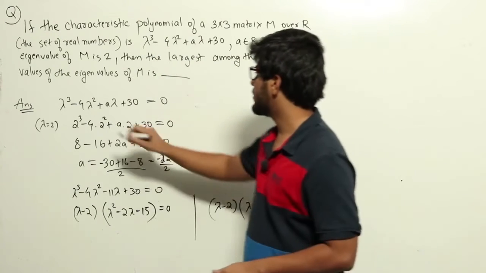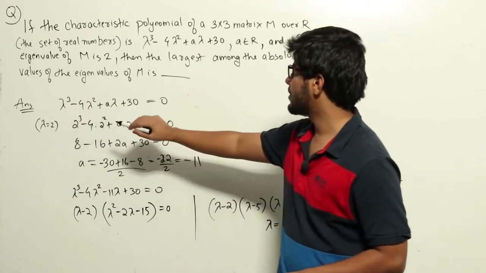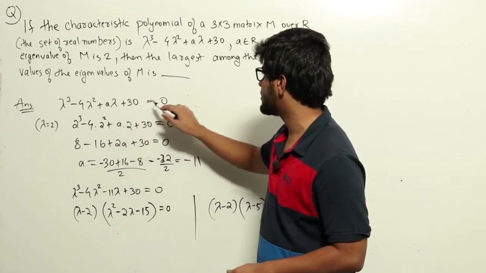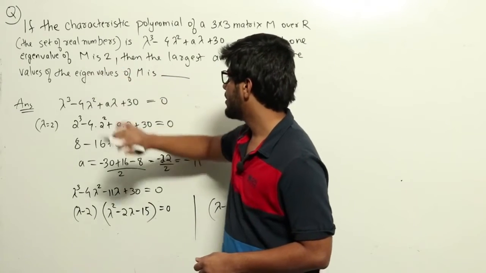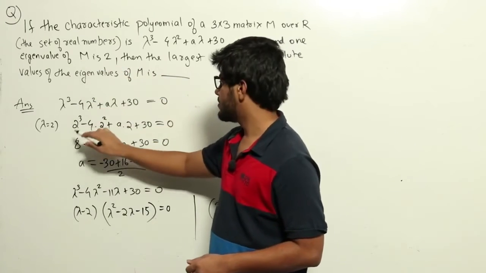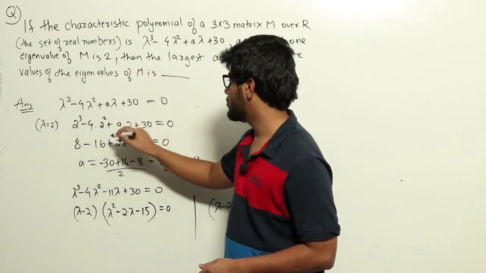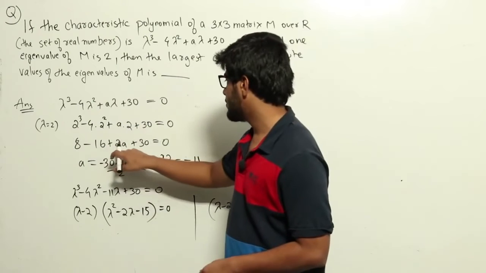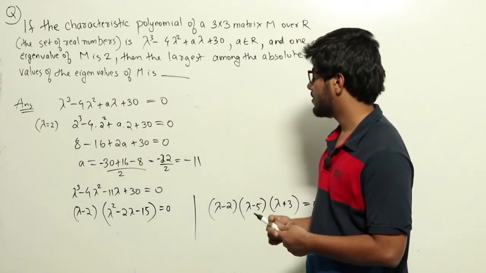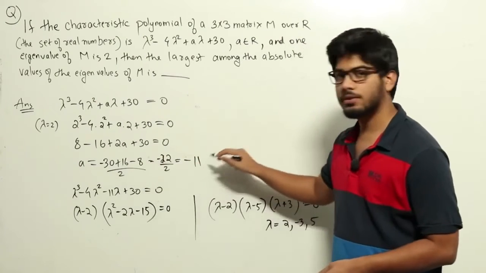So how to solve this is, we will write the characteristic equation lambda cube minus 4 lambda square plus a lambda plus 30 equal to 0, and they have said that one of the roots of this equation is 2. So we will substitute 2 here. Now that will become 2 cube minus 4 into 2 square plus a into 2 plus 30 equal to 0, which is 8 minus 16 plus 2a plus 30 equal to 0. On solving this, we will get that a equal to minus 11.